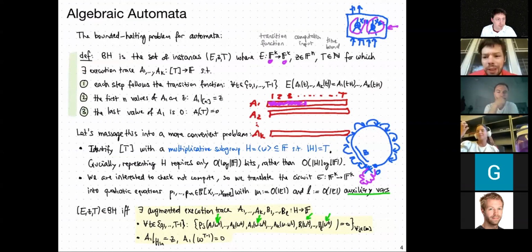So I think the point of confusion is that in point 1, we require that A1 is computed by E. And I think we should relax that: A2 and next are computed by E, because A1 is computed by E, point 1.